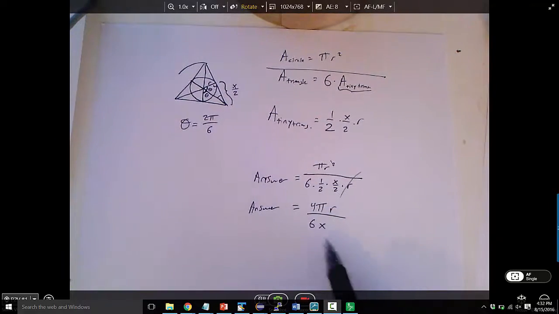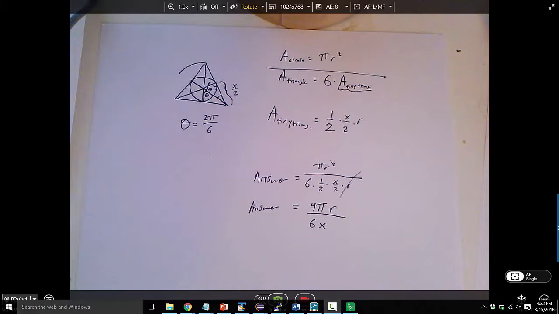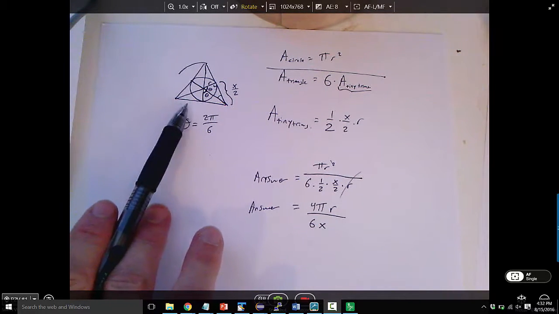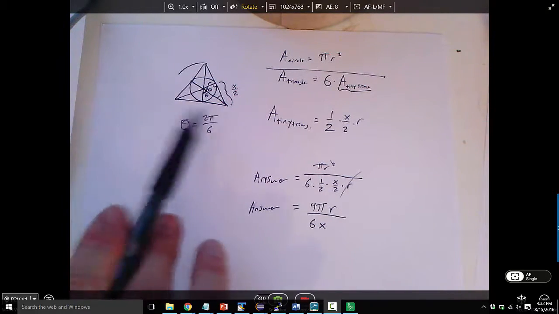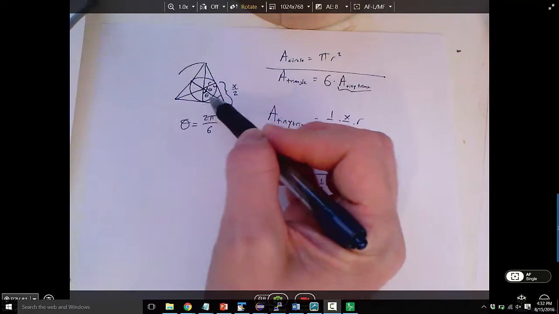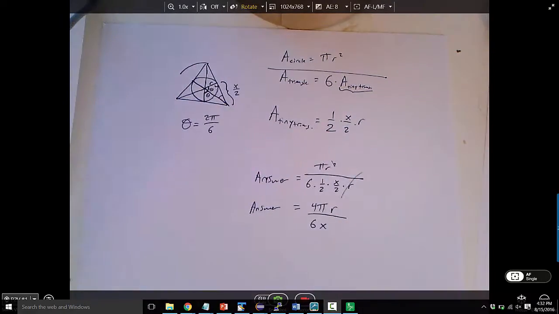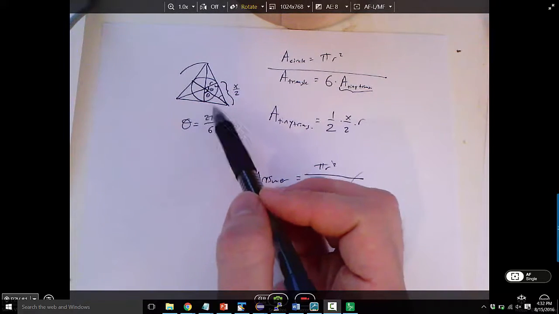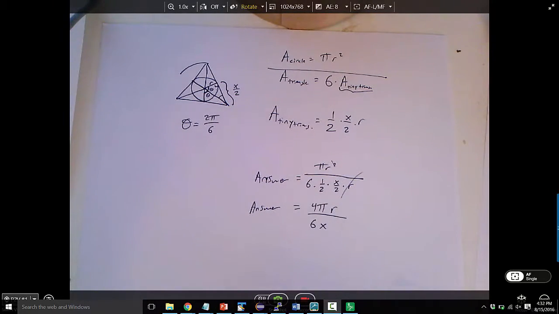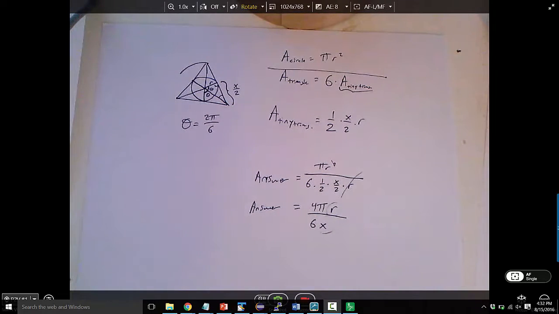It seems like I shouldn't, because the ratio of those two areas shouldn't actually depend on the size of anything. I could make this whatever size I want, and that ratio of the areas should remain the same, because the amount of space that the circle takes up compared to the triangle doesn't depend on the size of the shapes involved. So I know I should be able to simplify away this x and this r.